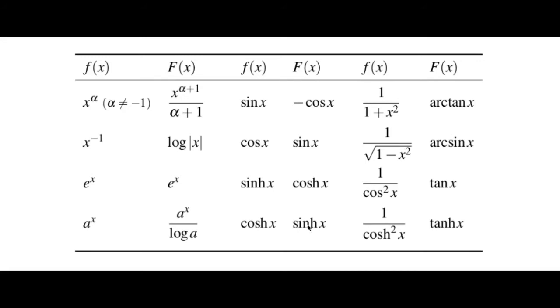The hyperbolic sine and the hyperbolic cosine are primitives of each other. And then these are two interesting ones. The primitive of 1 over 1 plus x squared is the arctangent. And the primitive of 1 divided by the square root of 1 minus x squared is the arcsine. Now, the primitive of 1 over the cosine squared of x is the tangent, and the primitive of 1 over the hyperbolic cosine squared is the hyperbolic tangent. So you need to know all of them.